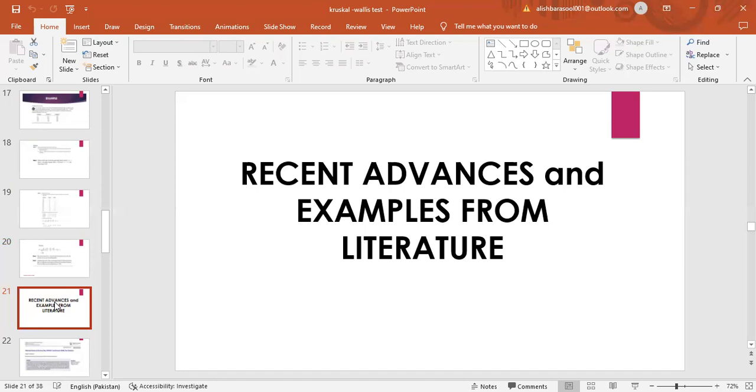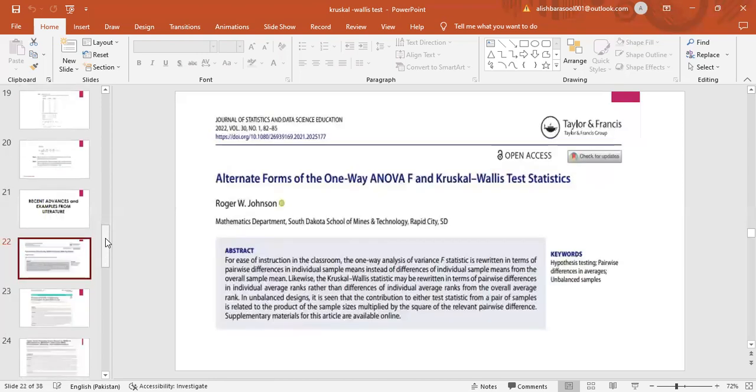Now, these are the recent advances and examples from the literature. Alternate forms of the one-way ANOVA F and Kruskal-Wallis test statistics. Abstract. For ease of instruction in the classroom, the one-way analysis of variance F statistic is rewritten in terms of pairwise differences in individual sample means instead of differences of individual sample means from the overall sample mean. Likewise, the Kruskal-Wallis test statistic may be rewritten in terms of pairwise differences in individual average ranks rather than the differences of the individual average ranks from the overall average rank.